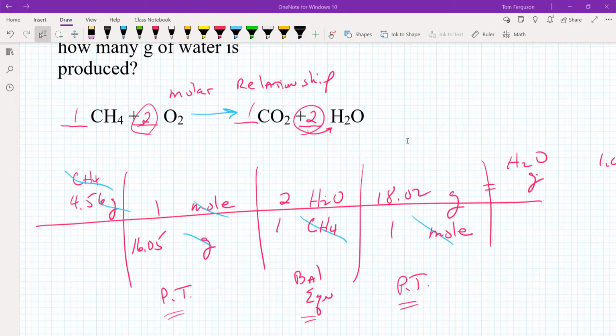Okay, so we're looking at 4.56 times 2 times 18.02. Hit the divide key, 16.05. Okay, looking at 3 sig figs, 4 sig figs. How many sig figs is this?